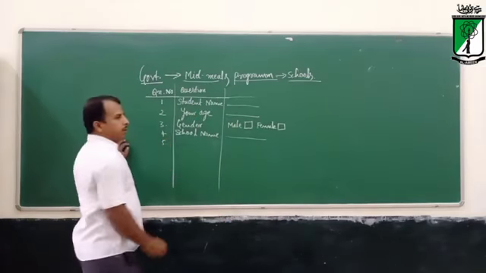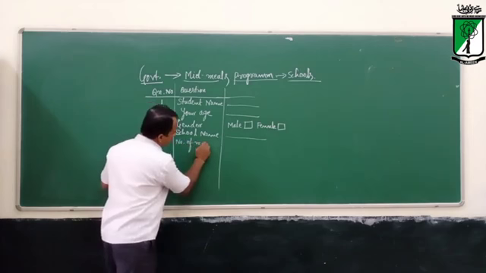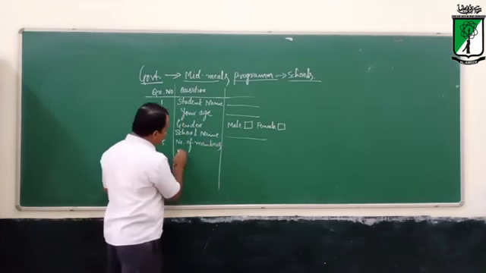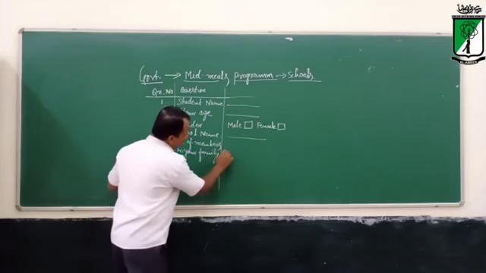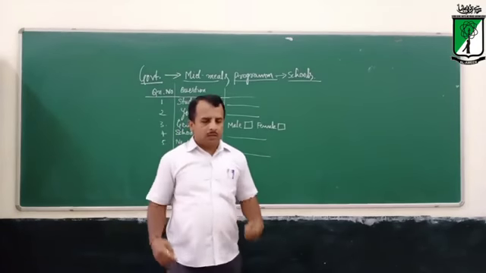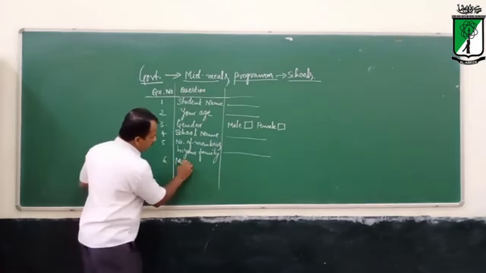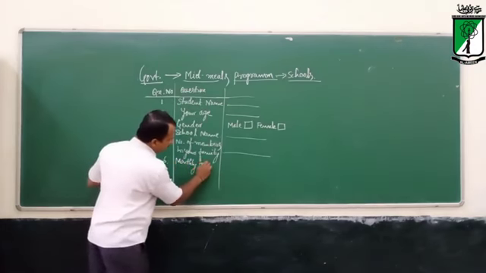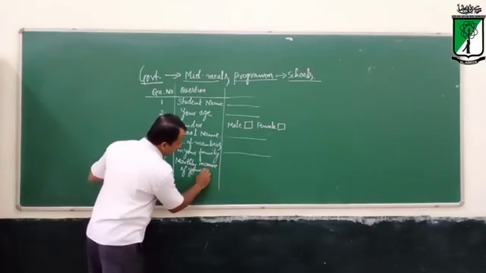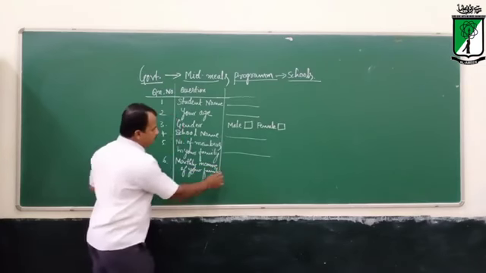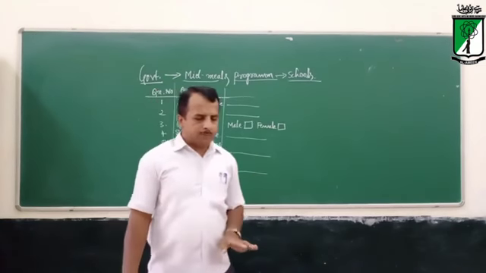Then we may ask questions like number of members in your family. Number of members in your family. Then what is the income of your family? Monthly income of your family. So like this, they will be giving the response.